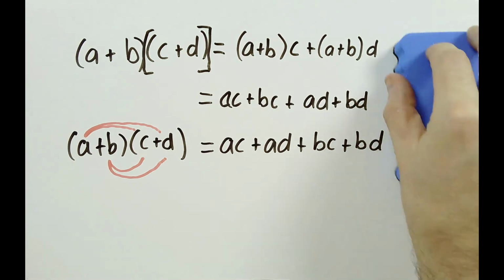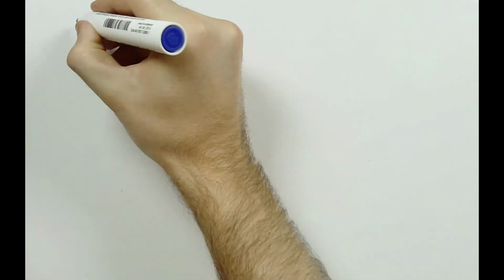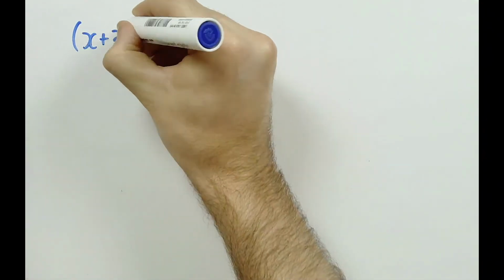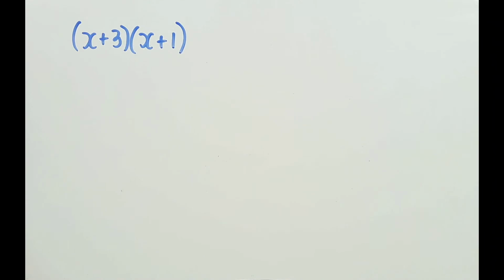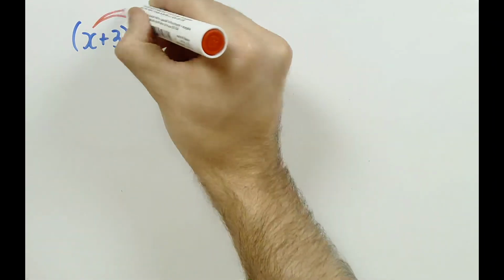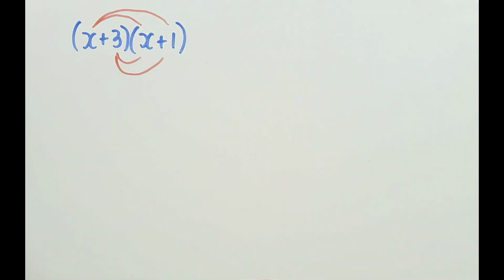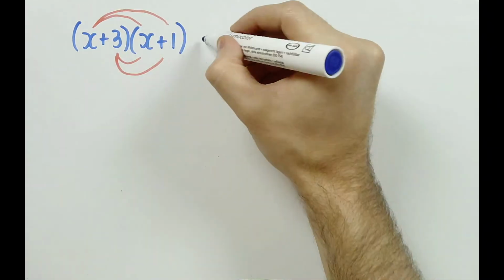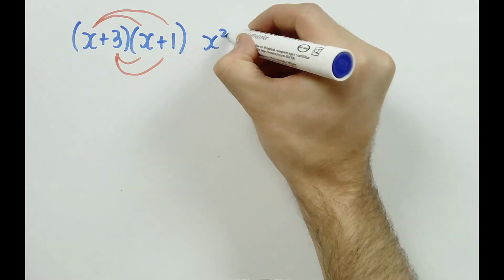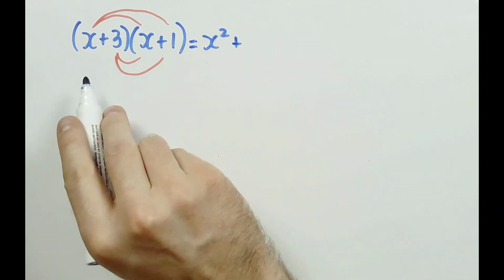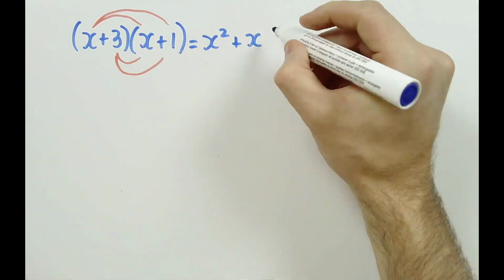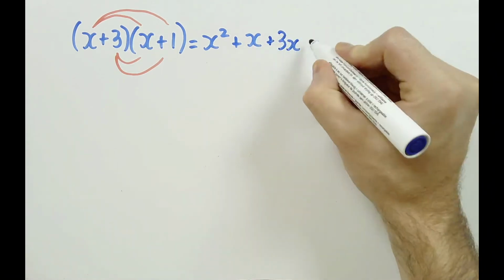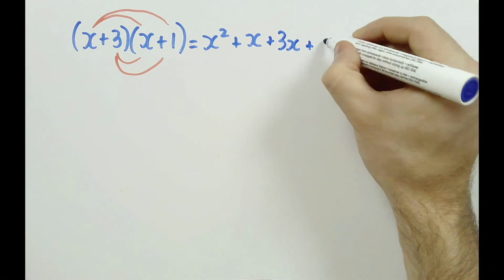So let's really quickly do a couple of examples using this. Let's start out with x plus 3 multiplied by x plus 1. So here, if we draw our lines to help remind us what we need to do, we're left with x times x, x squared, plus x times 1, x, plus 3 times x, 3x, plus 3 times 1, 3.